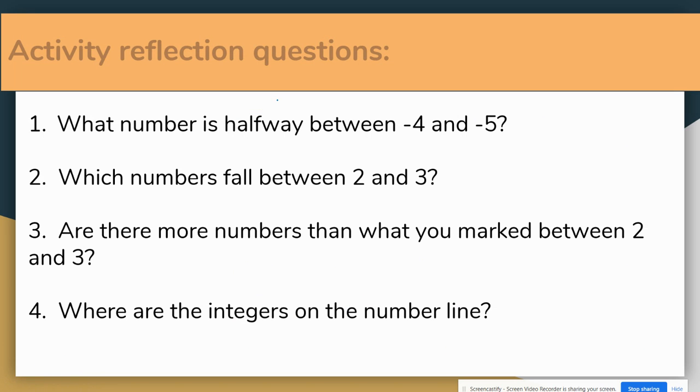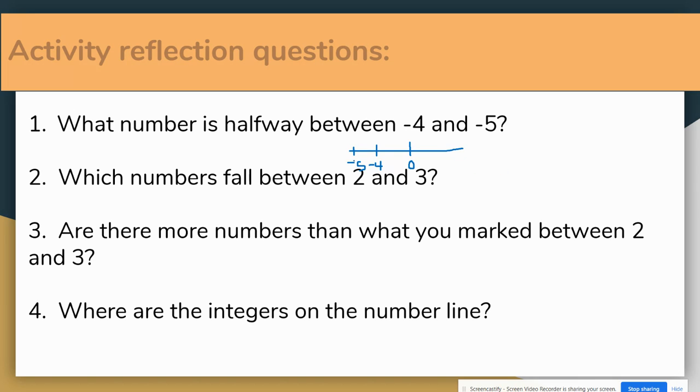All right, some reflection questions before you start your homework. Number 1 says, what number is halfway between negative 4 and negative 5? Do your best. Well, I know if I have a number line, 0 would fall right in between, and I know all negative numbers happen to the left of the 0. So I know first I would have negative 4, then I would have negative 5.